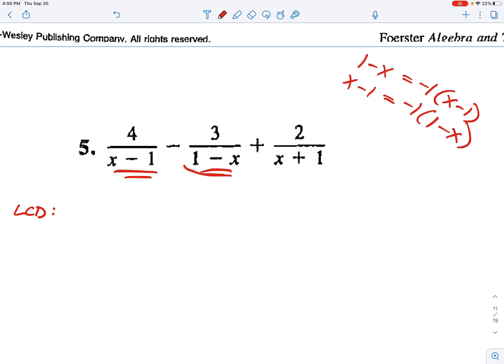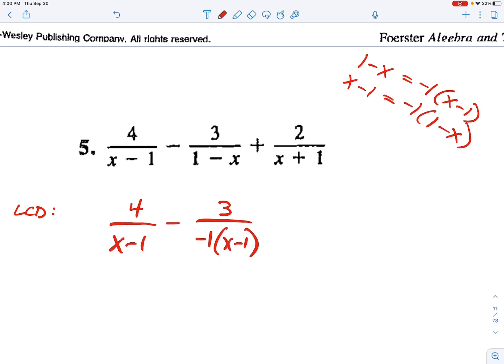So when you see this 1 minus x and this x minus 1, I would advise you to regroup them, factor out a -1, and make them look the same. Because I like to have x leading, I'm going to look at that middle term. I'm going to keep 4 over x minus 1 the same, and then 3 over, instead of 1 minus x, I'm going to write it as -1 times x minus 1. It's just another way to write it. I have factored out a -1. I'll continue on there, 2 over x plus 1.